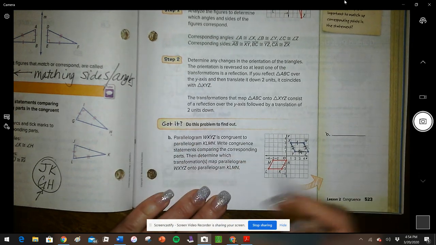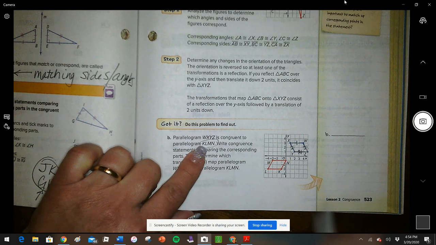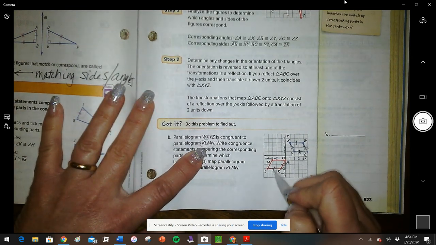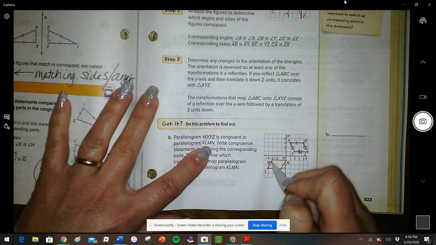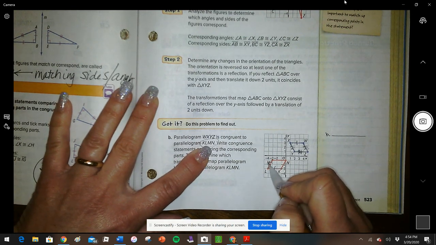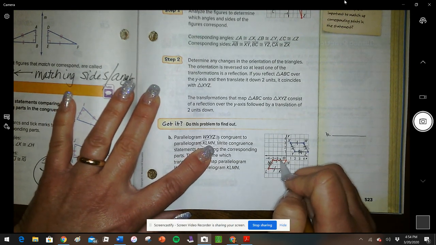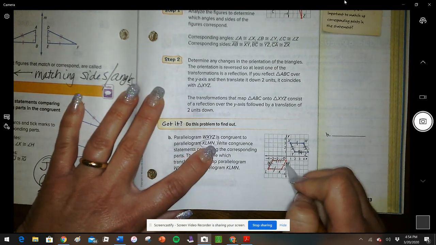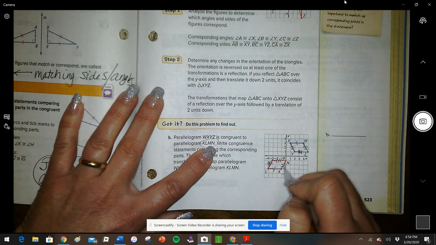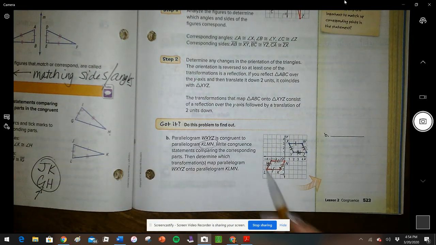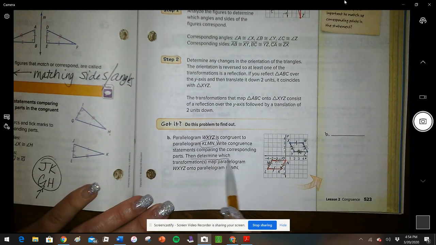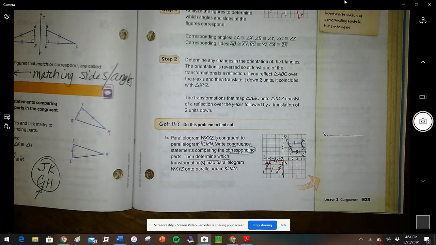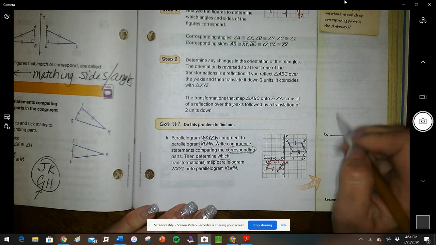All right, let's go do the one at the bottom. So KLMN. So K to L is side 1. L to M is side 2. M to N would be our third side. And then following these letters right here, N back to K would be our 4th side. And then this makes writing these corresponding parts so much easier.